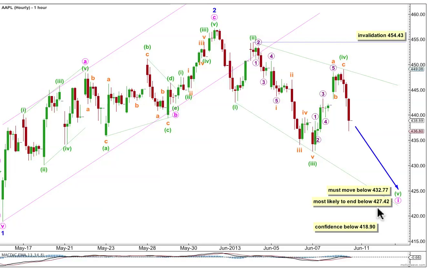However, I have seen diagonals where the third wave is sometimes still the longest, a bit odd, a bit unusual, but it certainly does happen. So I'm really confident that we should see a new low below this point, and reasonably confident that we should see movement a bit below this point.